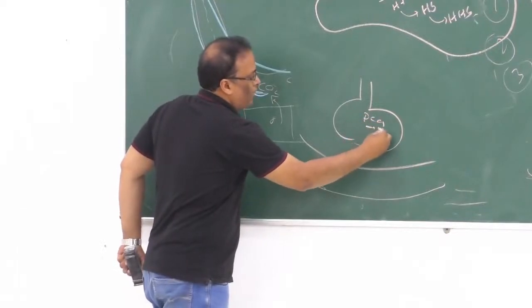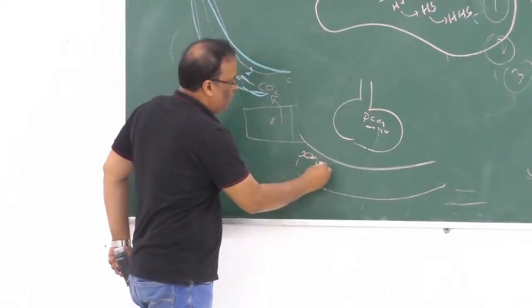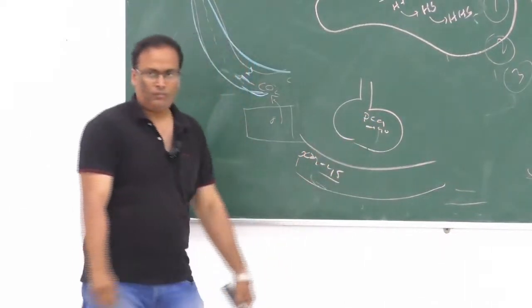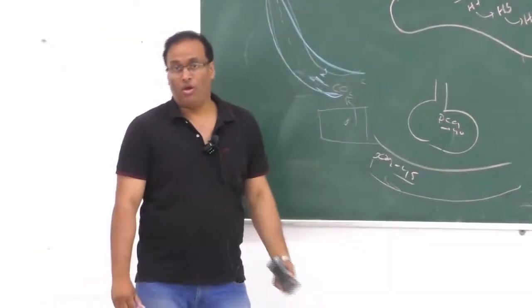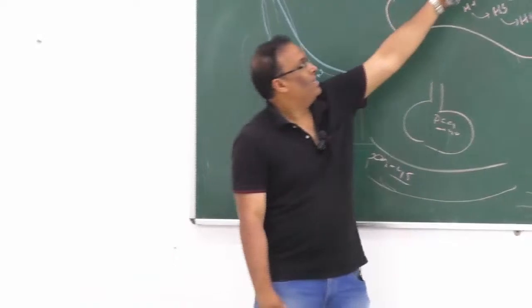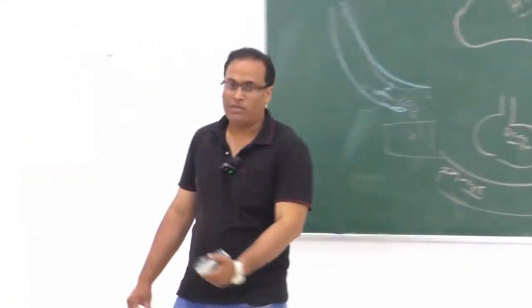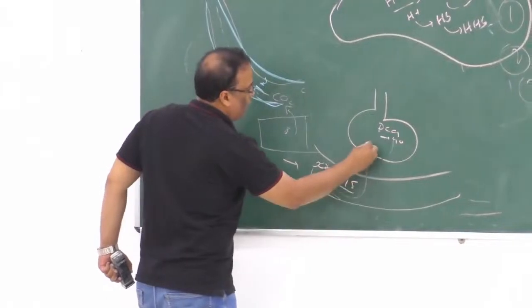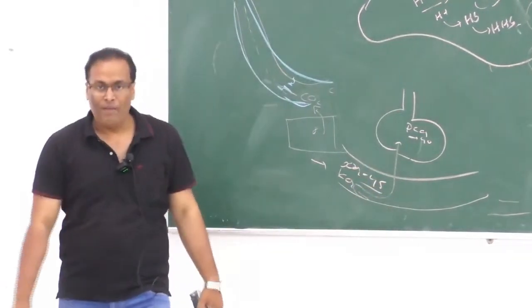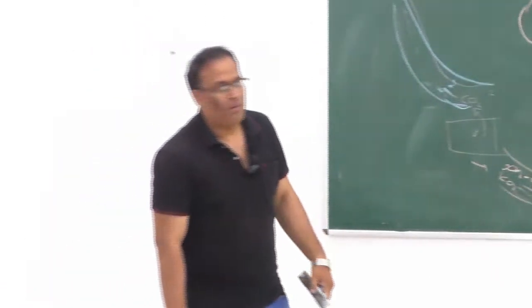PCO2 is 40 here and 45 or 46 mmHg there. But it is PCO2, not bicarbonate, and here it is coming as bicarbonate. So what does it mean? The dissolved form of CO2 can diffuse easily, but that is only 10%. Carbaminohemoglobin has to break down to come across.